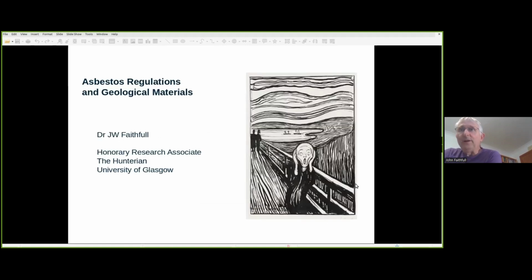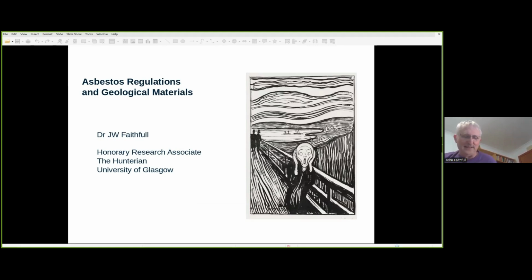So here we are, the title of the talk: Asbestos Regulations and Geological Materials. Eamar or Kevin said it was popular. Well, I'm not sure asbestos is ever quite popular, but clearly there's enough frighteners being put on enough people that it's seen that it's cost effective to perhaps take an interest in it.